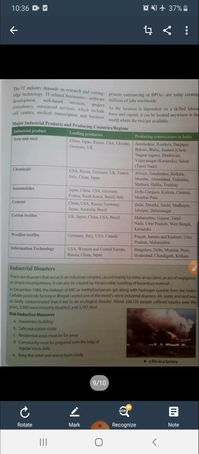This is the table given for the major industries, products, and producing countries and regions. From here, we just need to remember the industrial products, the leading producers, and producing centers and states in India. I hope the chapter is clear in your mind.